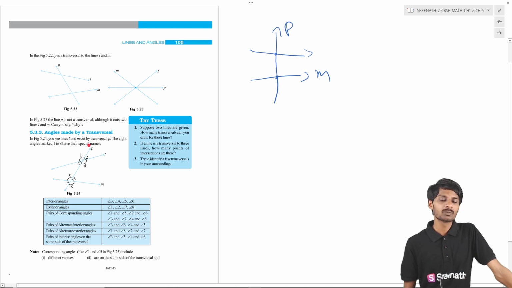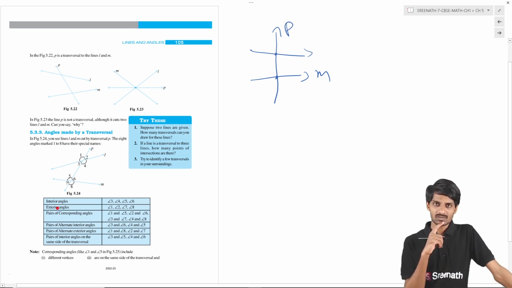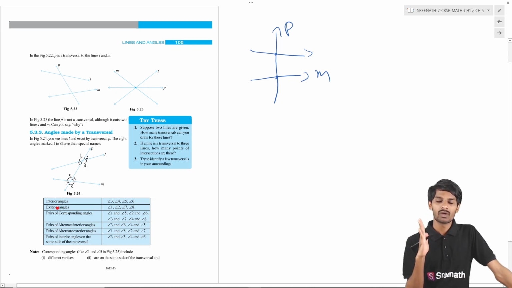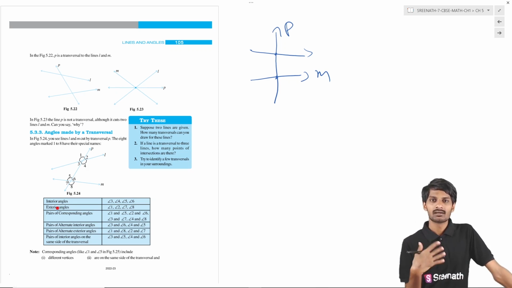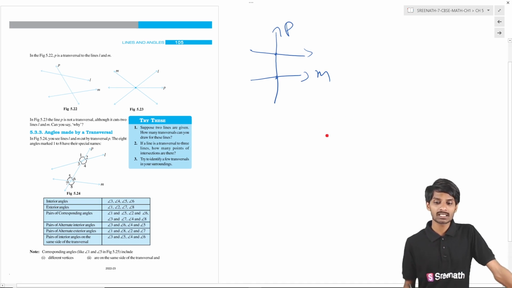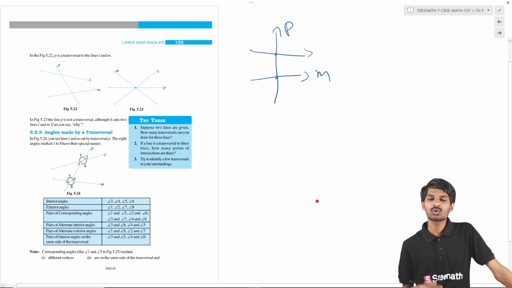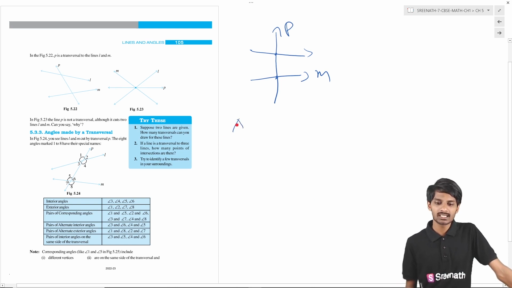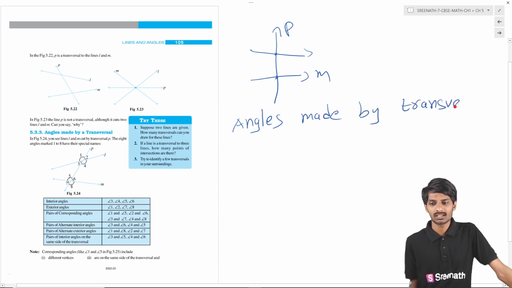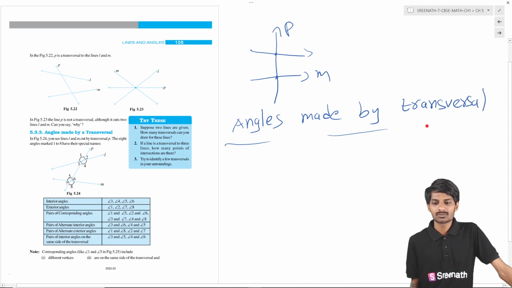Next is the angles made by a transversal. A transversal is a line. It will intersect 2 lines at distinct points. Now whenever it intersects 2 lines, it will make some angles. Previously, when I discussed 2 lines intersecting, there were angles. Here 1 line is intersecting 2 other lines. So in this case also there will be angles. So now we will study the angles made by a transversal.